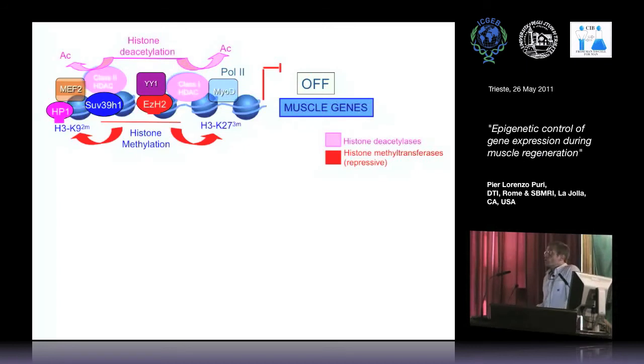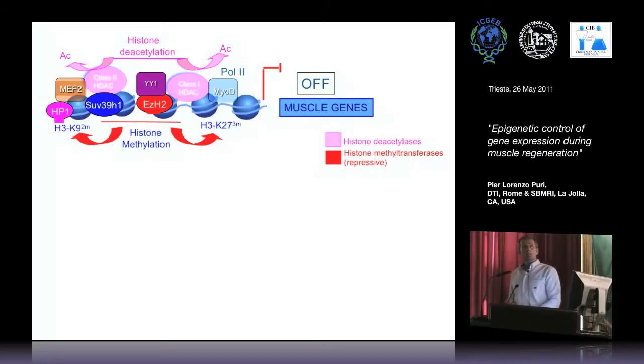So before differentiation occurs, muscle genes are normally repressed by a number of additional, redundant, and collaborative mechanisms that include deacetylation performed by two different classes of histone deacetylases, class 1, especially HDAC1 and 2, and class 2, especially HDAC4 and 5. And then deposition of histone marks of repression, such as the methylation of lysine 9 of histone 3 and the trimethylation of lysine 27 of histone 3, which is mediated by the polycomb complex.